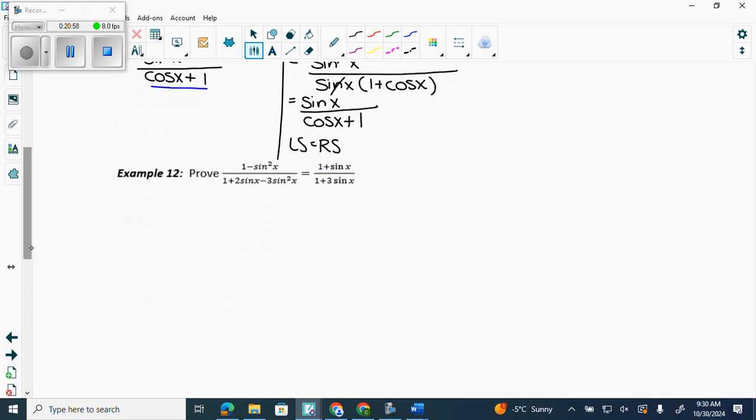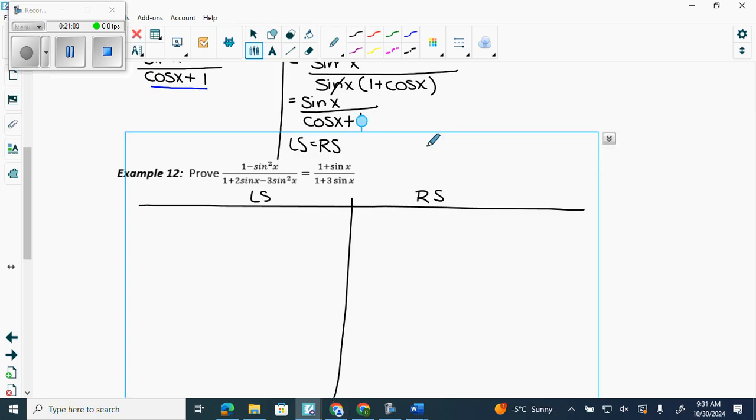Number 12. I want you guys to try it again if you haven't tried it or if you got stuck. Hint, the top is a difference of squares on the left, the bottom is decomposable. Try it out.